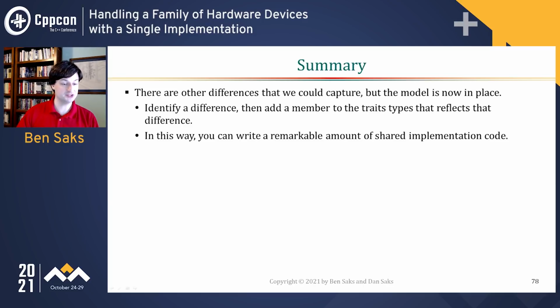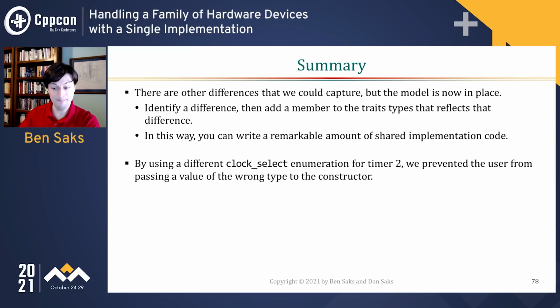We identify a difference, like the location of the timer, or what type of integer the timer uses to count, and we find a way of reflecting that difference between the different kinds of timers that we want to deal with as a member of our traits types. And as we follow that model, there's a pretty surprising amount of shared implementation code that you can write by following that approach. And it winds up being remarkably type safe, in part because it's built based on templates.